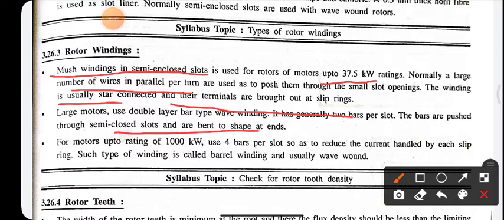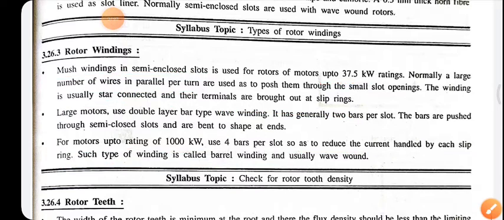You don't have to remember too many things, you just have to know that mush winding is used for smaller machines, whereas for larger machines we use double layer bar type. For motor ratings up to 1000 kilowatt, we use 4 bars per slot to reduce the current handled by each slip ring. Such a winding is called barrel winding and is usually wave wound. So this was about the rotor winding.